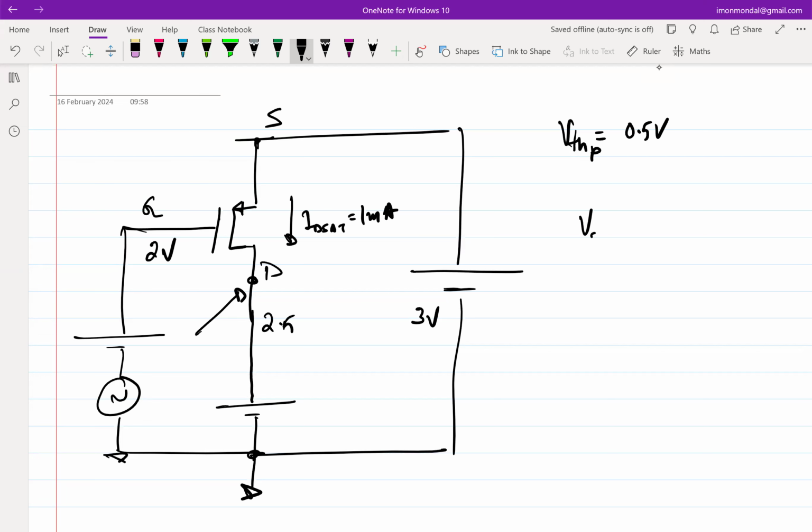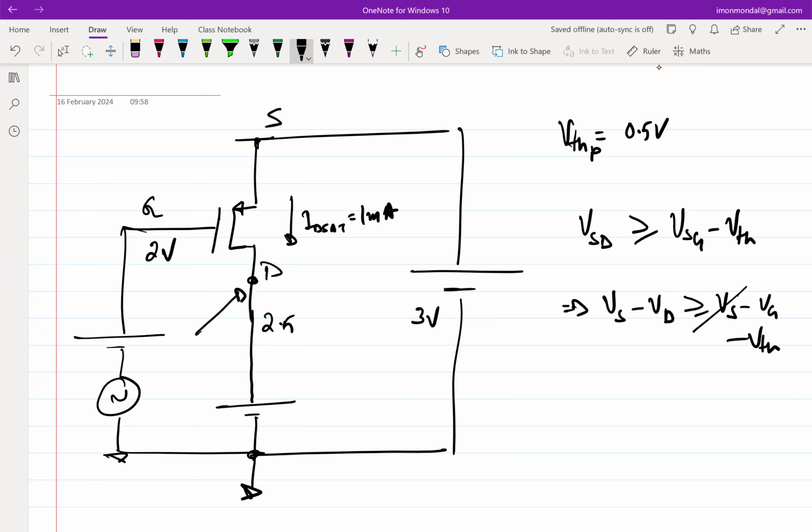So another thing to keep in mind, which is useful, is what is the condition? The condition is VSD should be greater than or equal to VSG minus threshold voltage, right? So you see that VS is common on either side. So I can write VS minus VD is greater than or equal to VS minus VG minus threshold voltage. So VS is irrelevant.